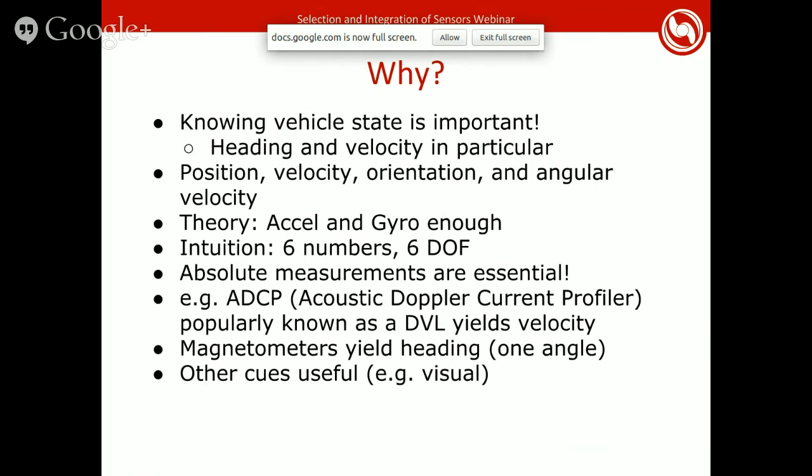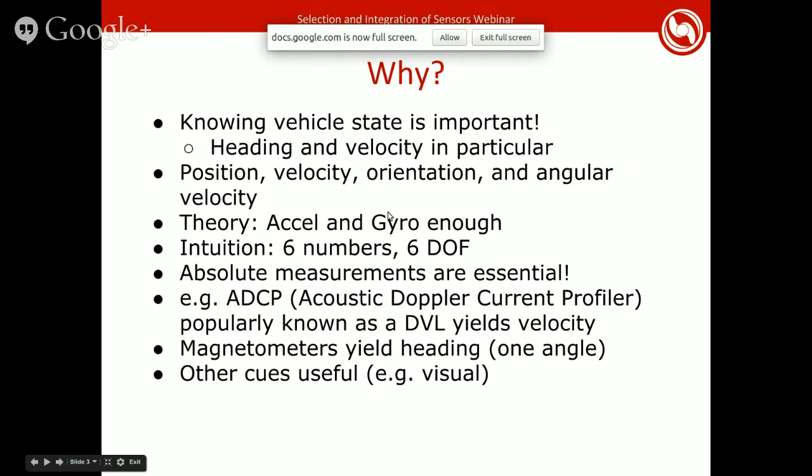One of these units is called an ADCP, which is an acoustic Doppler current profiler, most popularly known as a DVL. So this tells you your velocity based on sonar that is reflecting off the pool floor or ocean floor or even the ocean surface. So that's very useful if you want to measure your velocity. If you don't have a DVL, you can rely on visual cues. And this relies on having a very well parameterized camera that you can use to kind of determine how fast you're moving and where you're going.